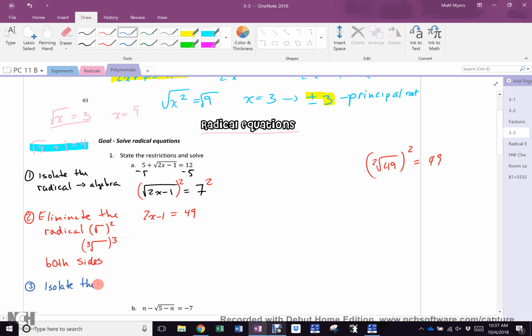Isolate the variable. Now, all of you, without actually being taught, should have been able to get to this spot, yes? So how do I isolate the variable? Add 1 to both sides. 2x equals 50. x equals 25. Is everybody cool to there?